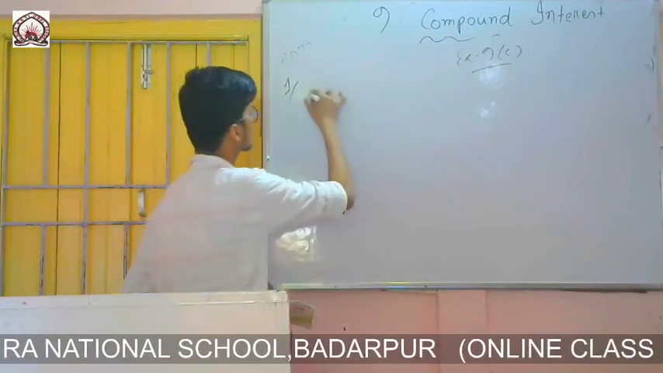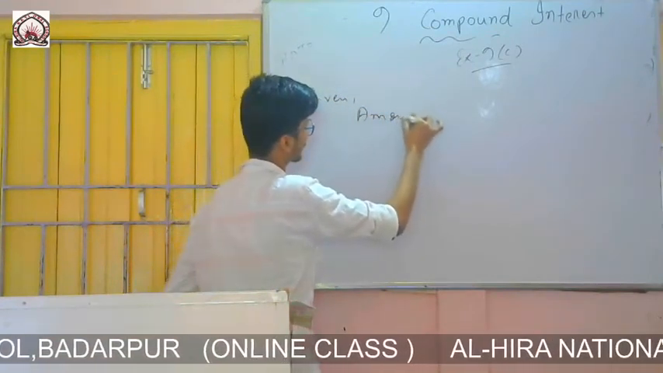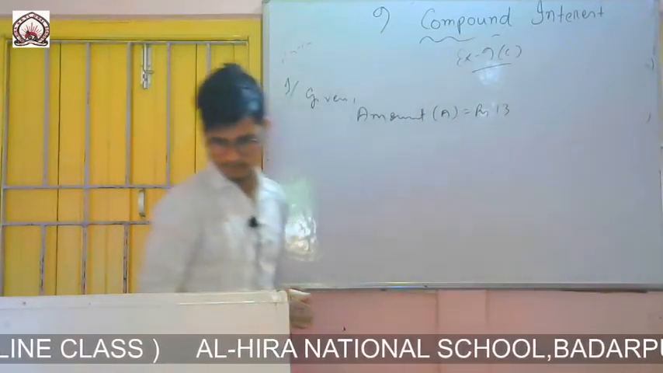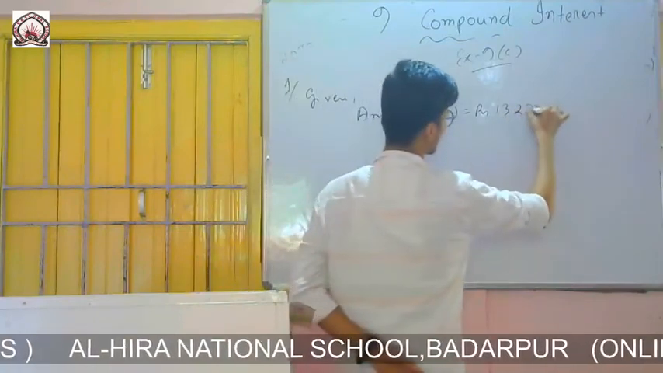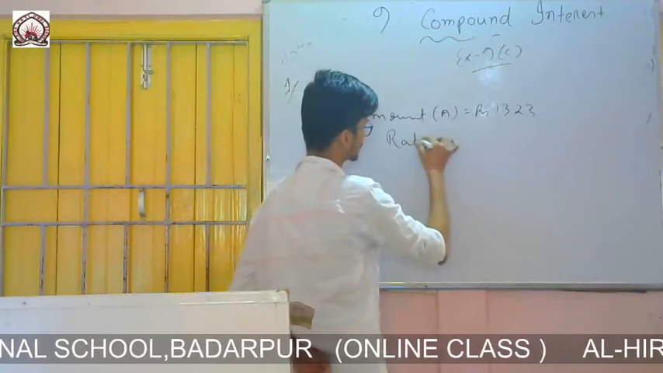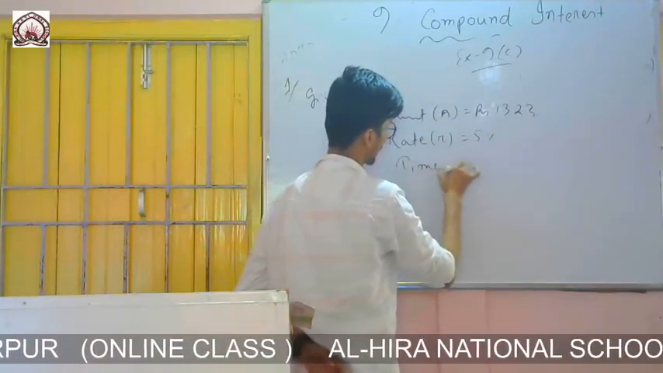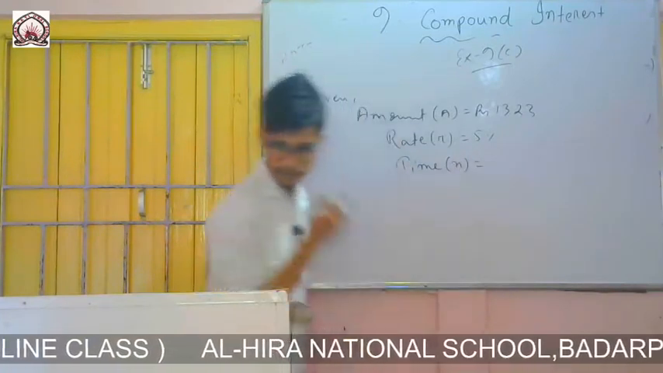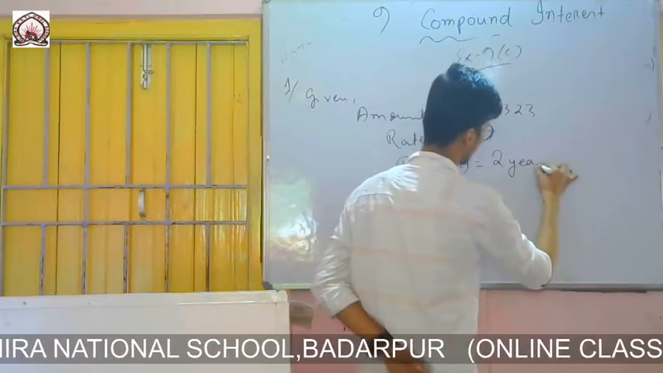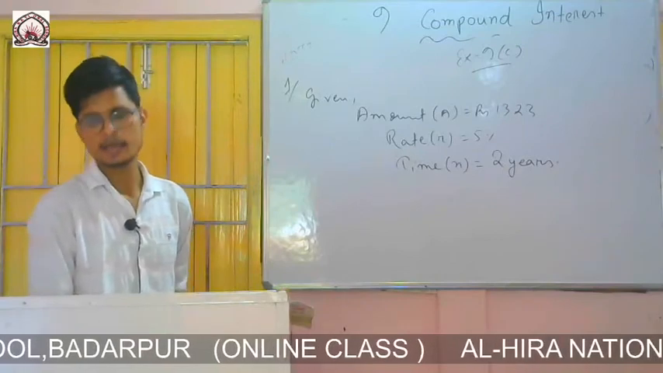So in this case it is given, amount A equals rupees 1323. Rate of interest and time are also given. Rate R equals 5%, time N equals 2 years. So these things are given. The question is to find the principal.